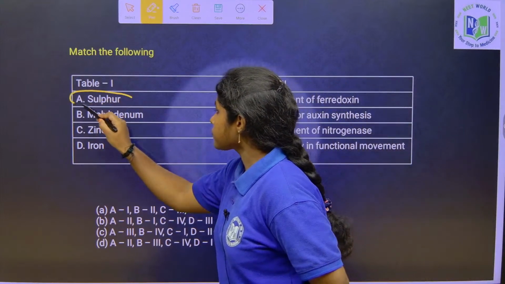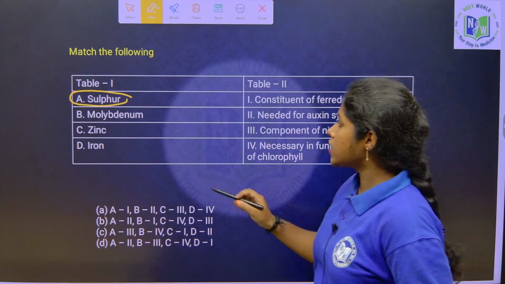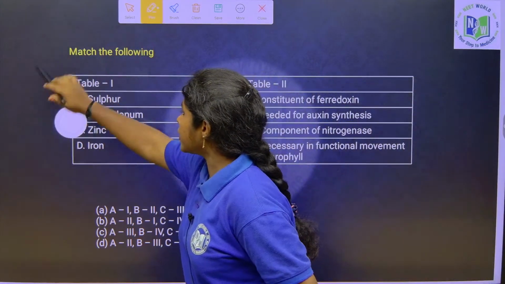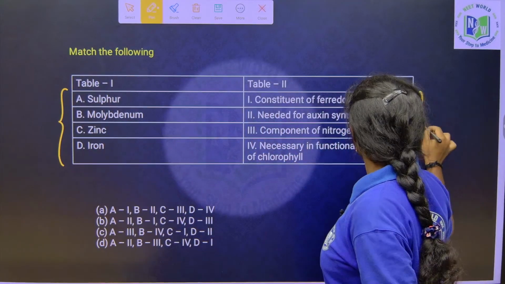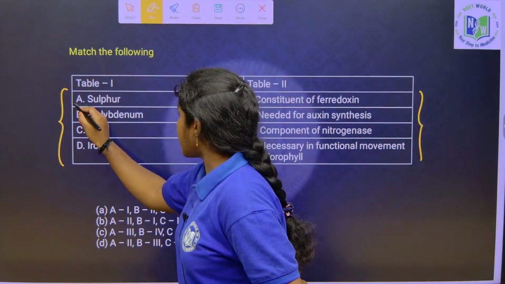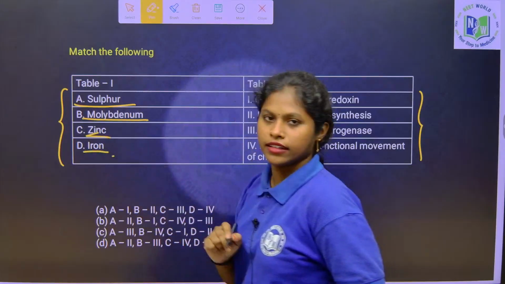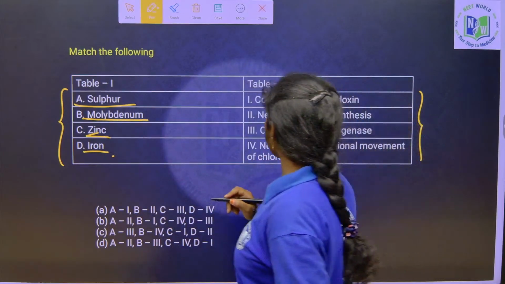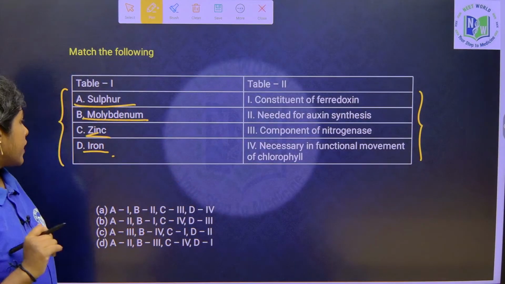Sulfur. Is sulfur a macro element or micro element, students? So see here, they have given some of the mineral nutrients and their actions. We have to match them out. First given are sulfur, molybdenum, zinc and iron. We have to choose according to it which is the main component for it.